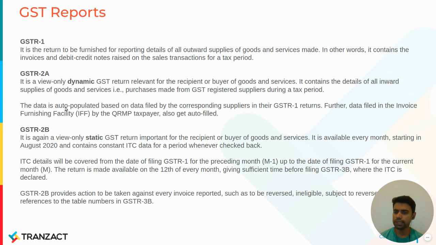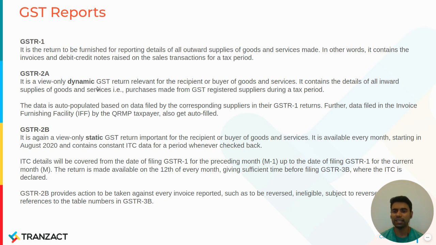GSTR2 and 2B are similar reports in which are mentioned how many invoices I've received from my suppliers. These two reports are not uploaded anywhere. It's just for my reference so that I can check whether my suppliers are doing their filing properly or not, because on the basis of that, I will claim input tax credit. To know more about input tax credit, it's mentioned in one of the previous videos around transaction. You can check that.